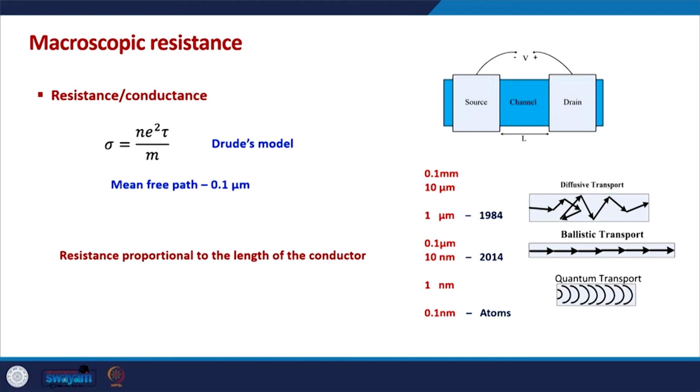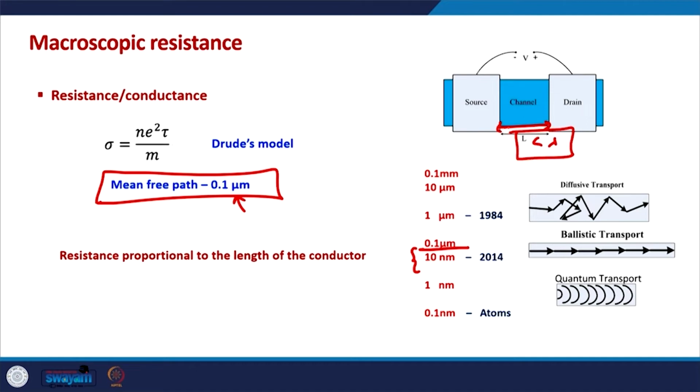So, the mean free path is 0.1 micrometer as we saw, and for the devices that are below the mean free path, it is quite possible that the electron will not collide with anything in the channel, and then the transport becomes ballistic transport, especially when the channel length L is smaller than the mean free path. This mean free path is represented as lambda.